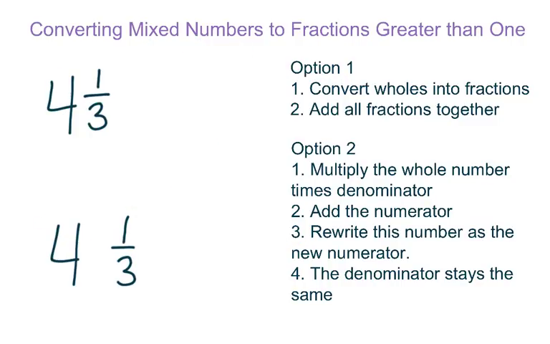Here we have 4 and 1/3. So we're going to start with option number 1. We're going to convert our wholes into fractions. So we have 4 wholes, and we need to figure out what a fraction would be equal to as a whole. Our denominator is a 3, so my wholes are going to be equal to 3/3. And my whole number is a 4, so I need 4 3/3.